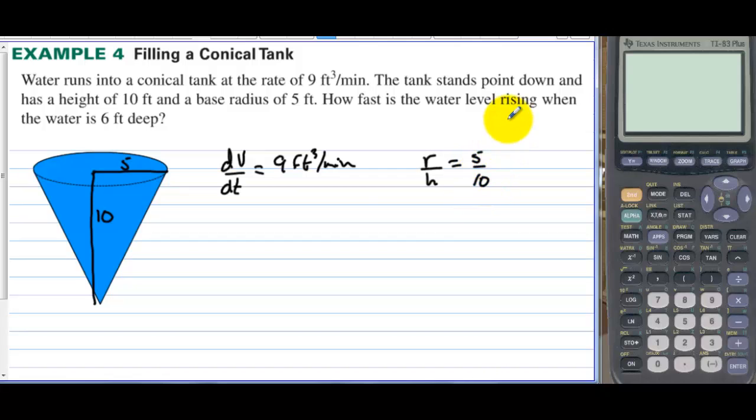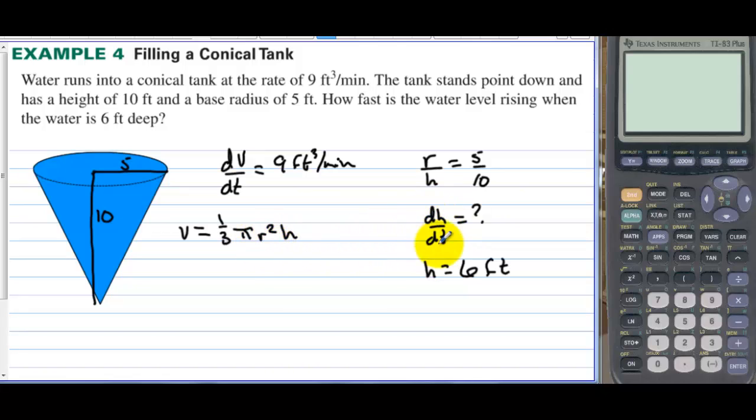And then finally they ask us for dh/dt. How fast is the water level rising? They want to know that when the water is 6 feet deep, so when h is equal to 6 feet. The volume of a cone is 1/3 pi r squared h. Well, we want to find this rate. Given this rate, we need to take the derivative of this. But we have two variables, and we want to get rid of those.